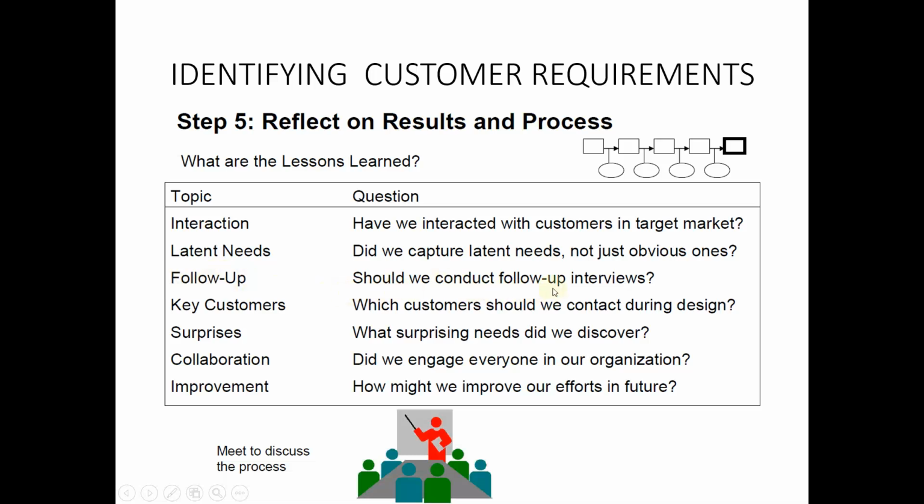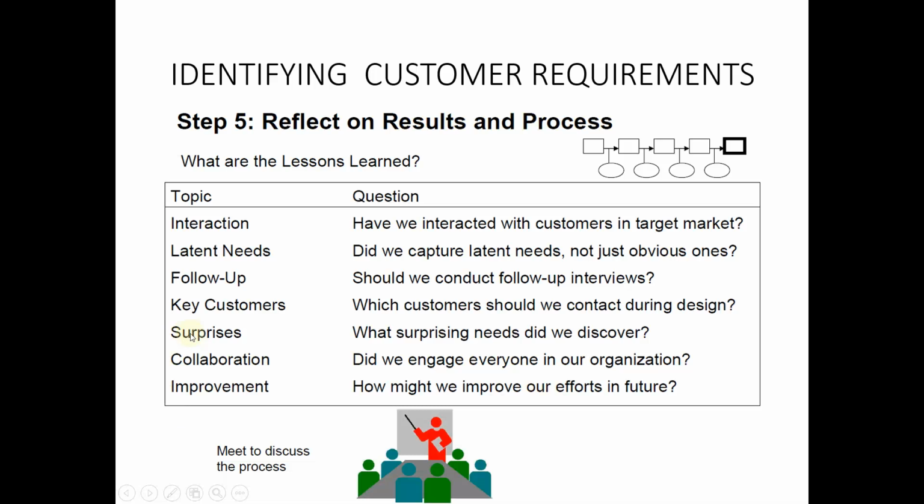Follow-up: should we conduct follow-up interviews? Once we have done the interview, were we able to gather as much information as needed to start the design, or do we need further information and therefore further interviews? Key customers: which customers should we contact during the design phase? It is not necessary to contact all the customers. A selected group of customers should be contacted during the design process so that appropriate changes can be made in the design, and finally the product, when it reaches the customer, will make them happy.